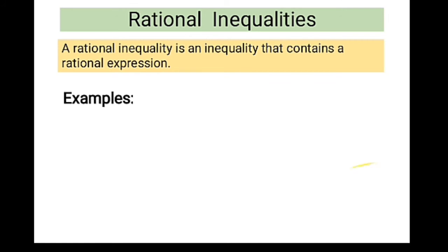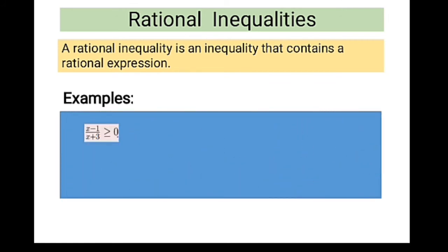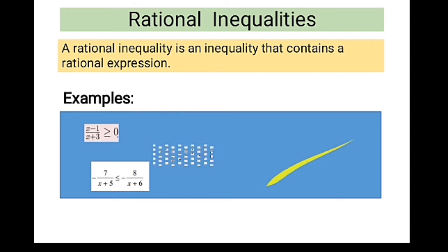So examples are, first, we have (x - 1)/(x + 3) is greater than or equal to 0. So there is an inequality sign, the greater than or equal. Another one is -7/(x + 5) less than or equal to -8/(x + 6). It uses the inequality symbol which is less than or equal to.